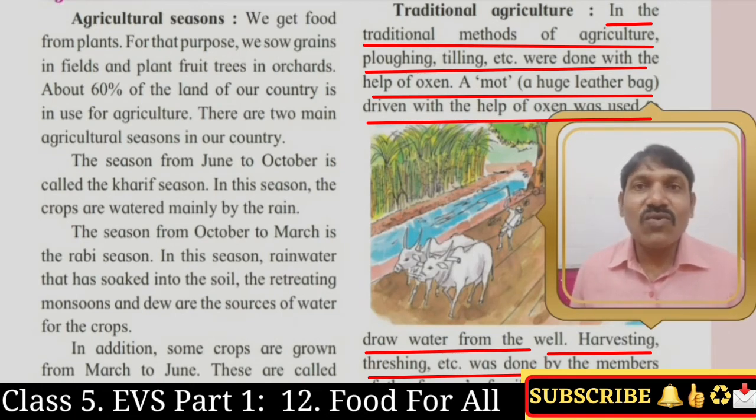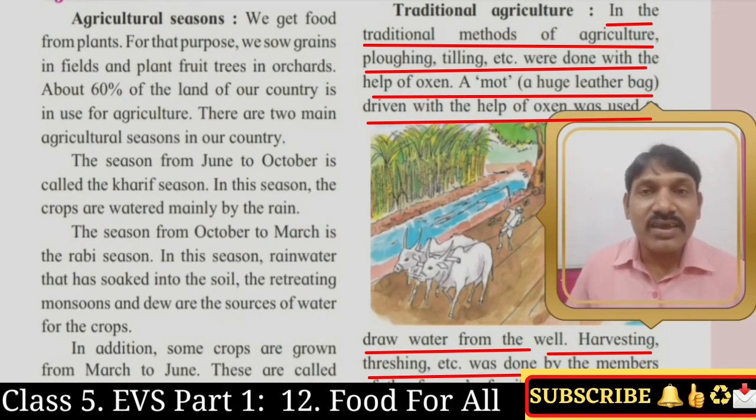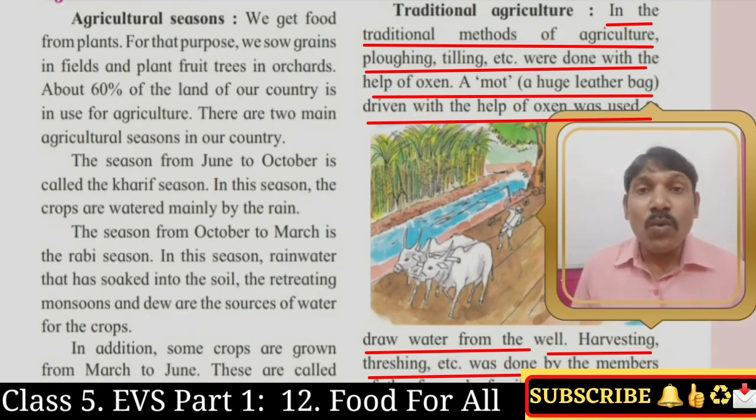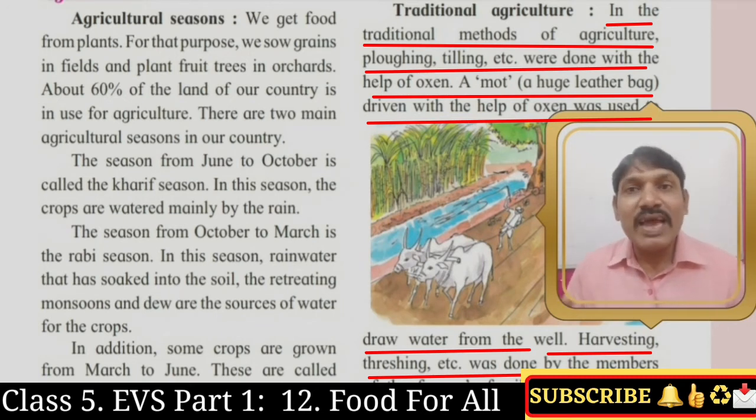Yes, student, here what is said. See here, in traditional agriculture, do you know the traditional methods of doing farming? So here, in traditional methods of agriculture, the farmers use oxen to plow the land. What is plowing? You can see in the picture and you can understand. As well as tilling also. As well as if they want to water the farm, then they use a mot. What is a mot? A huge leather bag, driven with the help of oxen.